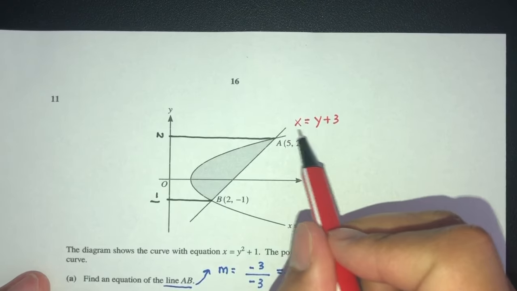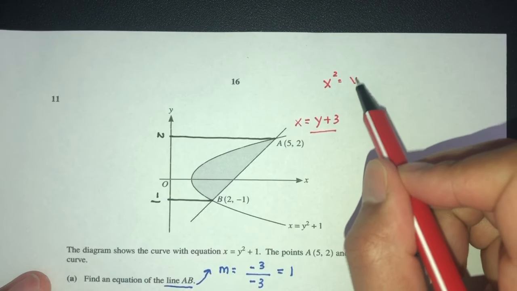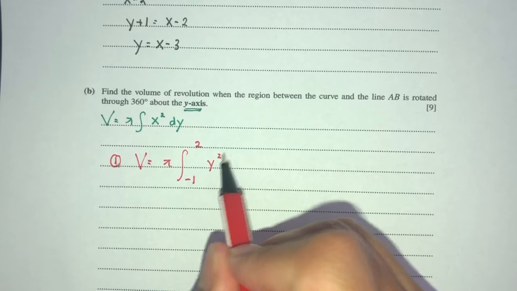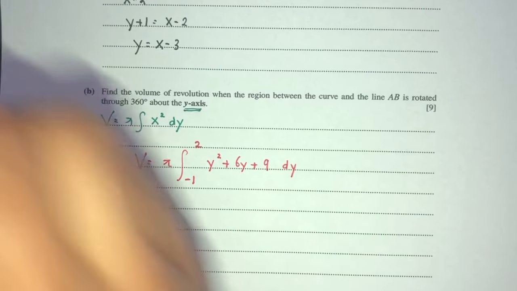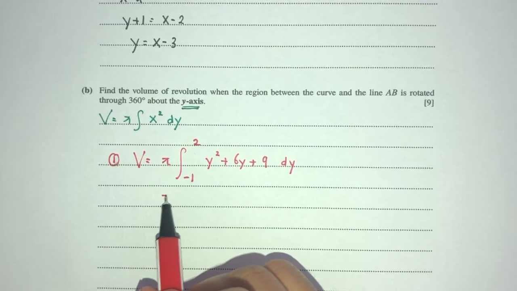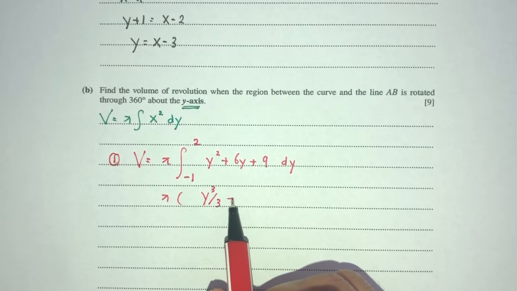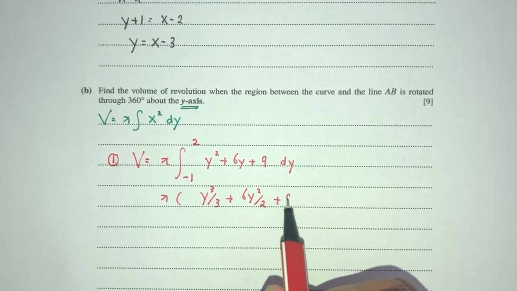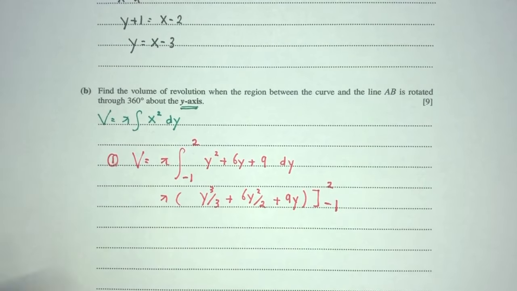Here we have x, we have to find x squared. That will be y squared plus 6y plus 9. So that will become the integral of y squared plus 6y plus 9 with respect to dy. Now simplify, that should become pi times y cubed over 3 plus 6y squared over 2 plus 9y, limits of 2 and minus 1.